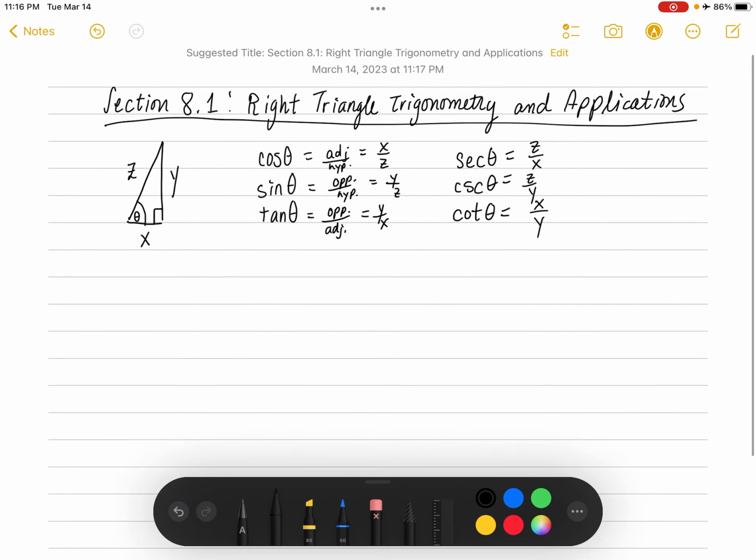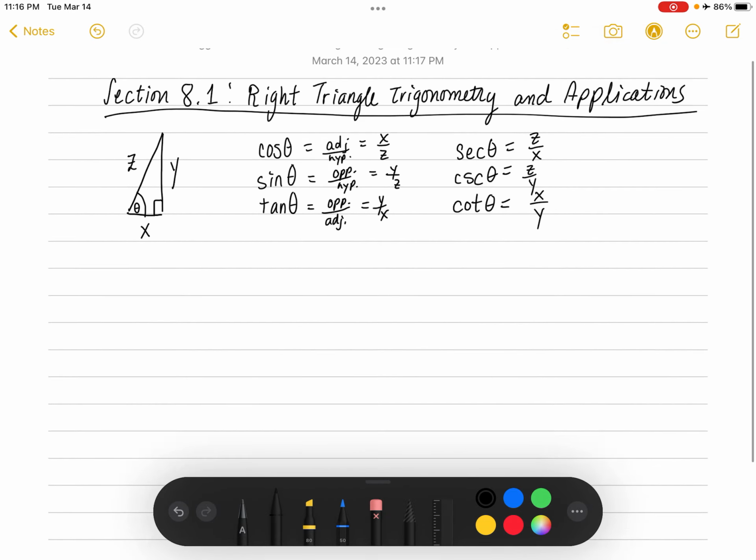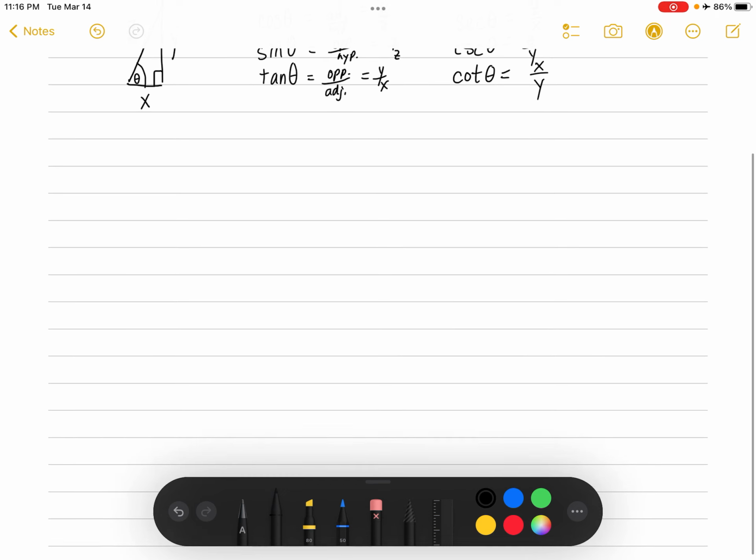So let's see if we can work some problems involving right triangles. So here's my first problem. Exercises. Here's number 1.